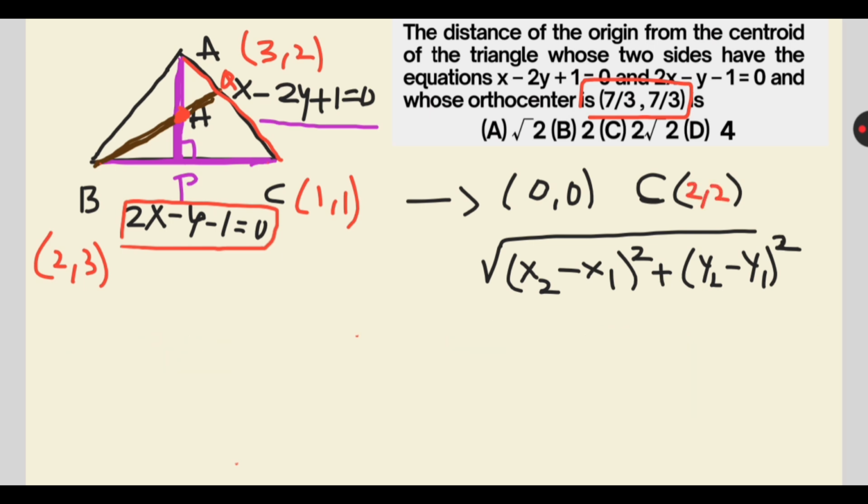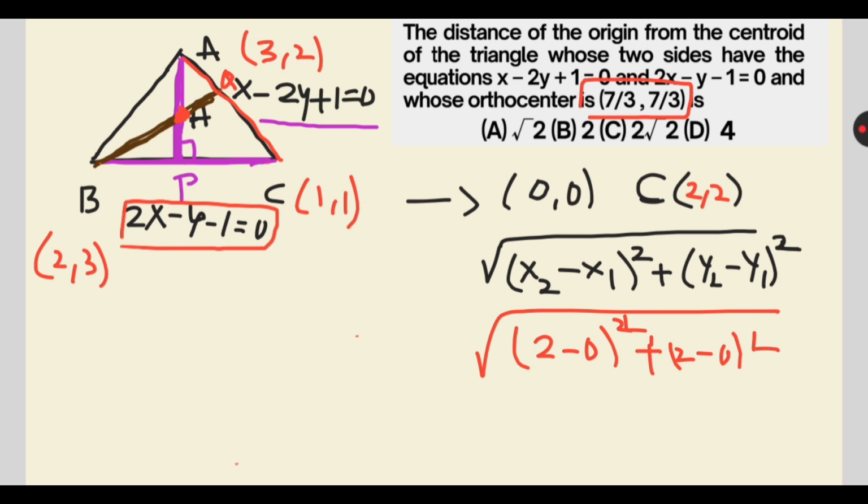Now we only need to find the distance of the origin from the centroid. Square root of (2 minus 0) whole square plus (2 minus 0) whole square, which is 2 square is 4, 4 plus 4 is 8. So this is root 8. Root 8, we can write this as 2 root 2. So the distance of the origin from the centroid is 2 root 2. So that means option C is the correct answer.